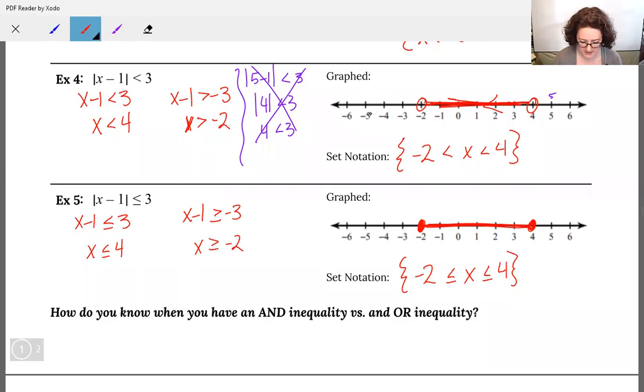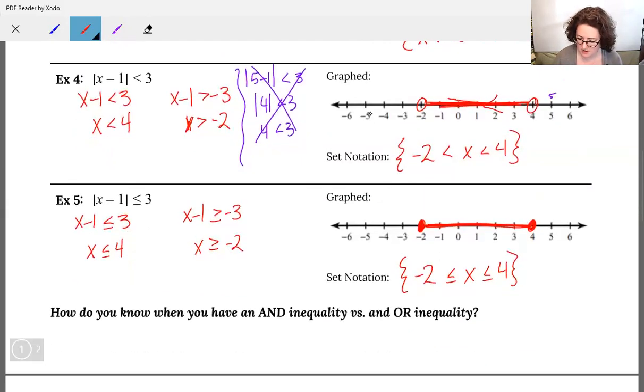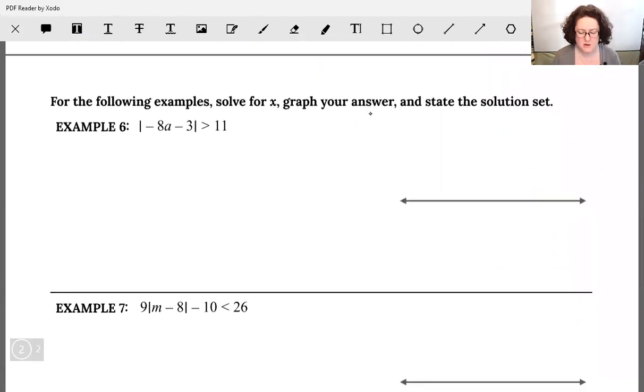Okay, example 6. There we go. Okay, so actually go ahead and pause the video and try out number 6 on your own, and then come back and see how you did.